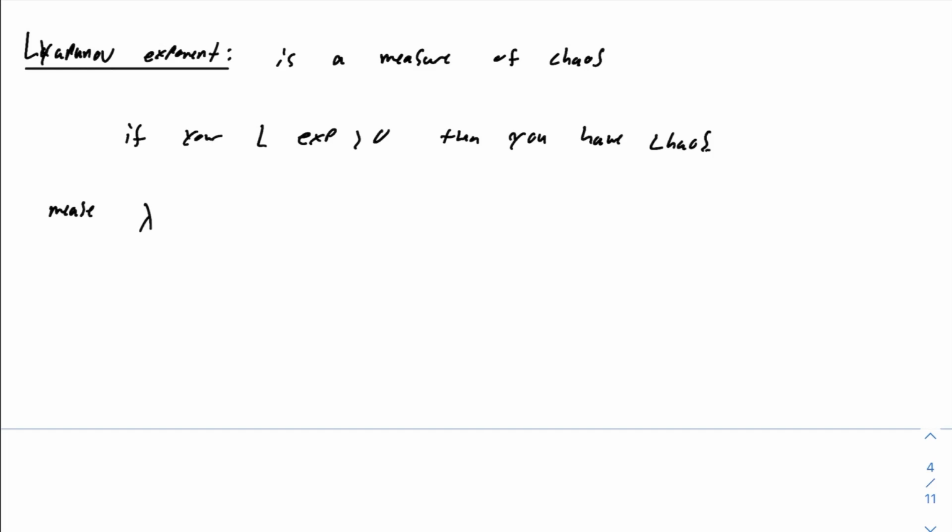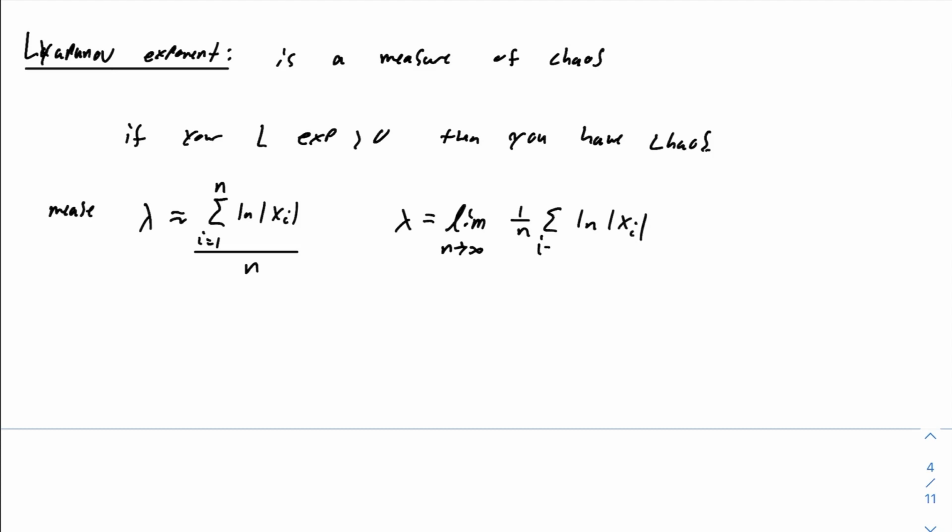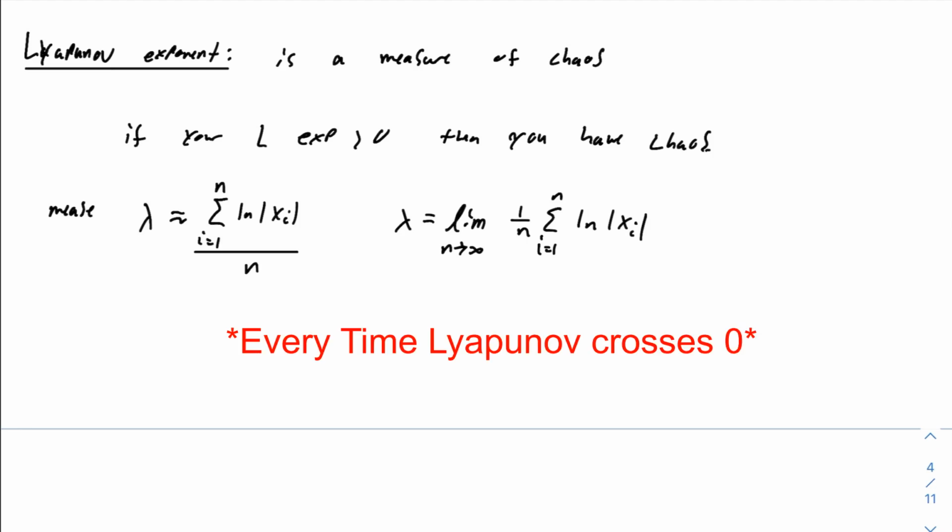So it's lambda, and it's approximately equal to the sum of the natural log of the absolute value of your xi's as i equals 1 to n. Let's say that you do n iterations and you measure each xi for each iteration and you sum up the logs of these, and then you normalize by however many iterations you do. The exact Lyapunov exponent is equal to the limit as n approaches infinity of 1 over n times the sum of the natural log of the absolute value of your xi's. What's really cool is, again, you can do a plot of this, which I will show you next. And anytime it crosses the barrier, you get chaos.